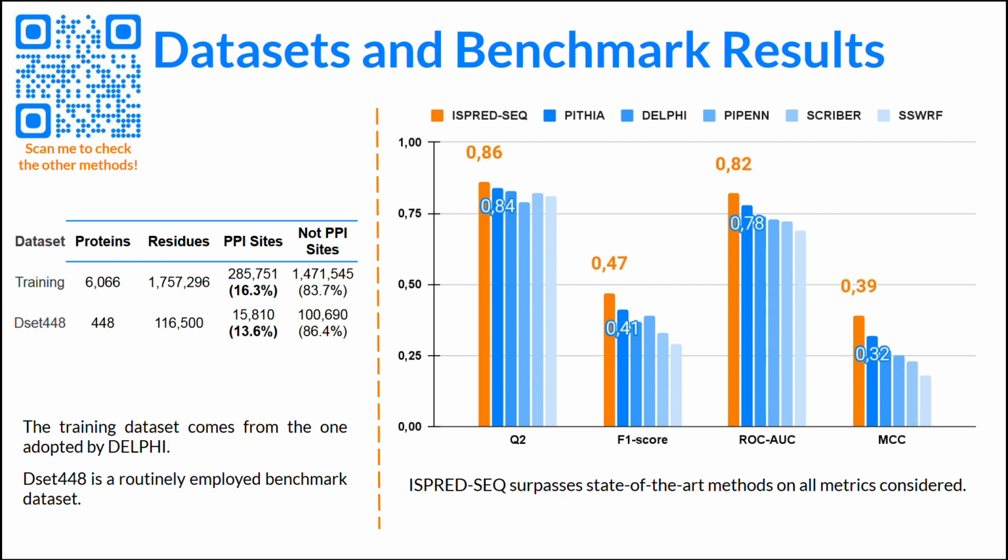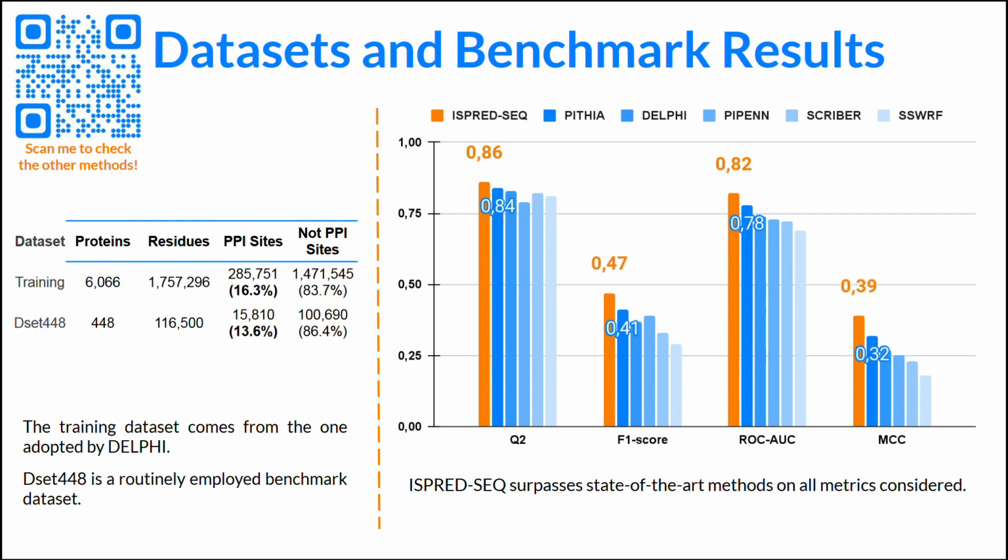ISPRED-SEQ was trained on more than 6,000 non-redundant protein sequences and benchmarked against state-of-the-art methods on a blind test set called DSET448, which is routinely employed in the literature to evaluate the overall ability to perform this task. It can be observed that both datasets have a naturally strong imbalance in the number of positive and negative examples, making the problem much harder to tackle.